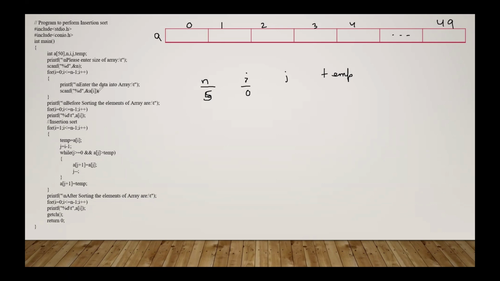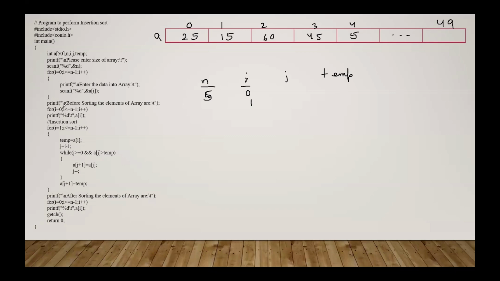scanf(&a[0]). So in a[0] what do we store? For example, I enter the element 25. We store the value of 25. Then i value is incremented. So we store a value, for example, 15. So this loop will continue for up to how much? n - 1, means up to 4. So then we store the value of 60. Then we store the value of 45. Then I store the value of 5.